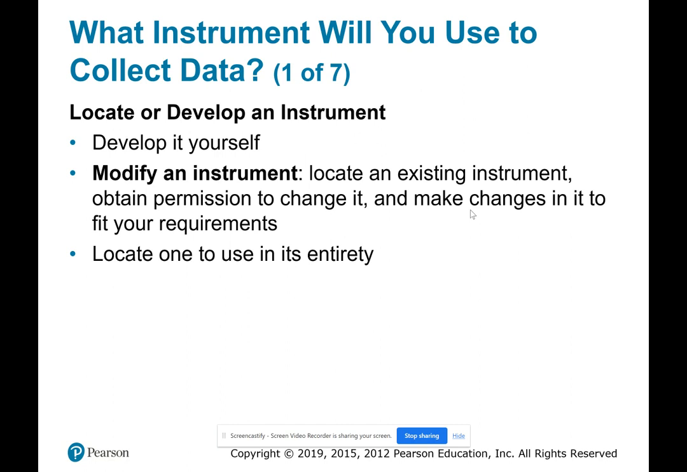is. Locating one and using it as it is, or modifying it and using it, is the easiest method because you don't have to go and create your own. But modifying an instrument means locating an existing instrument, obtaining permission to change it. You can't just go and change it on your own. And then making the changes to fit your requirements.